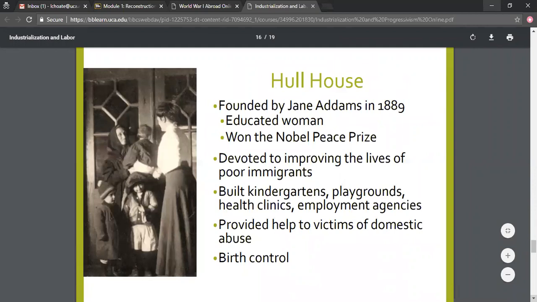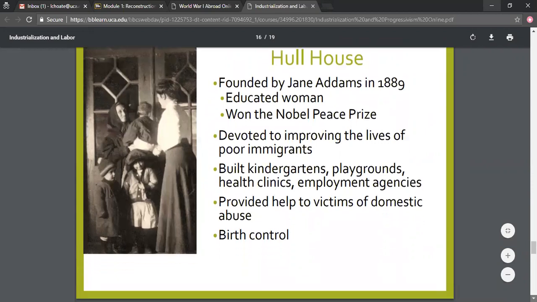She provided a lot of services to immigrant women in particular, and even provided birth control, which was very controversial at the time. She thought it was important for people to have birth control because women were having so many children and they couldn't take care of them. And so she thought that it was a woman's right to be able to decide whether or not she wanted to produce children. So she was very advanced for this time period.